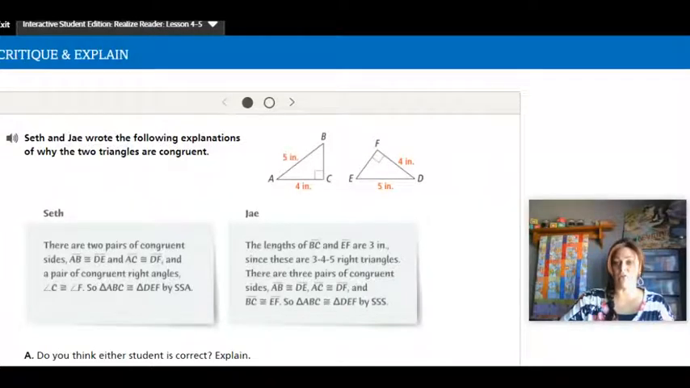Now think of all the rules we've learned before. Is side-side-angle an actual rule that proves triangles are congruent?